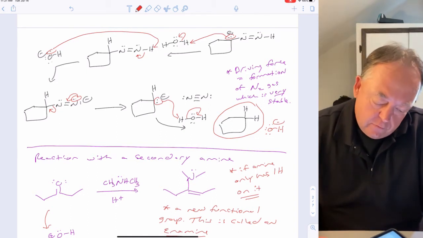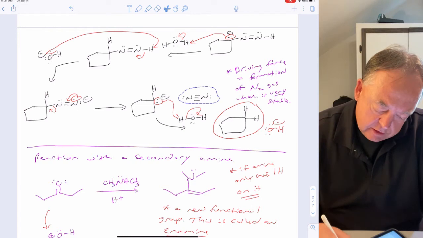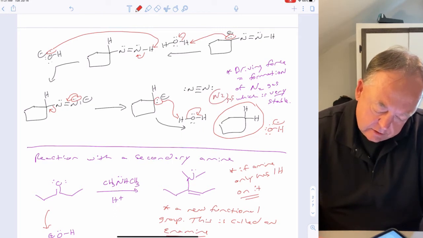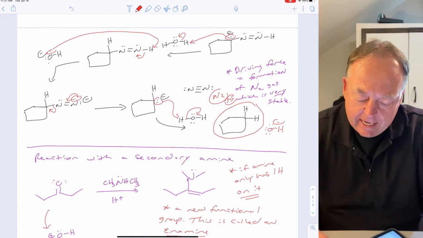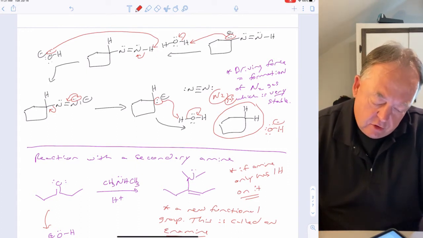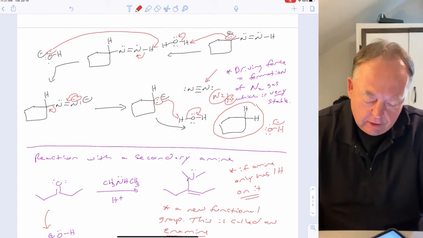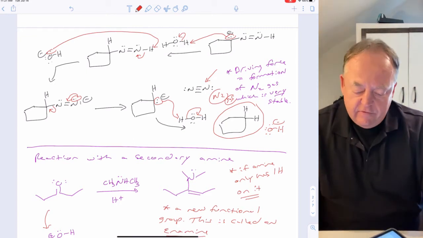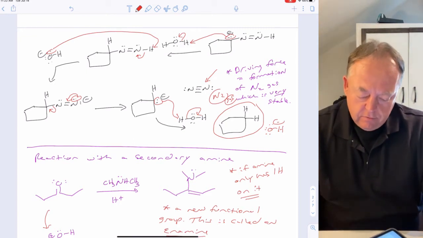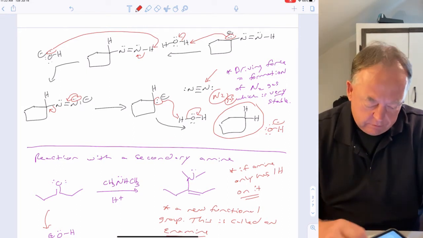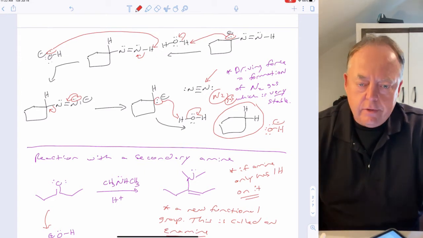So what is the driving force for this? The driving force is that N2 molecule that you just made. N2 is a gas, so entropically that's favorable because you're making a gas in the reaction. And enthalpically it's very favorable as well because the N2 triple bond is extremely stable. N2 is an extremely stable molecule, right? We're all sitting here breathing about 78% nitrogen gas right now. So it's very favorable to form, and losing N2 is what helps drive this reaction.